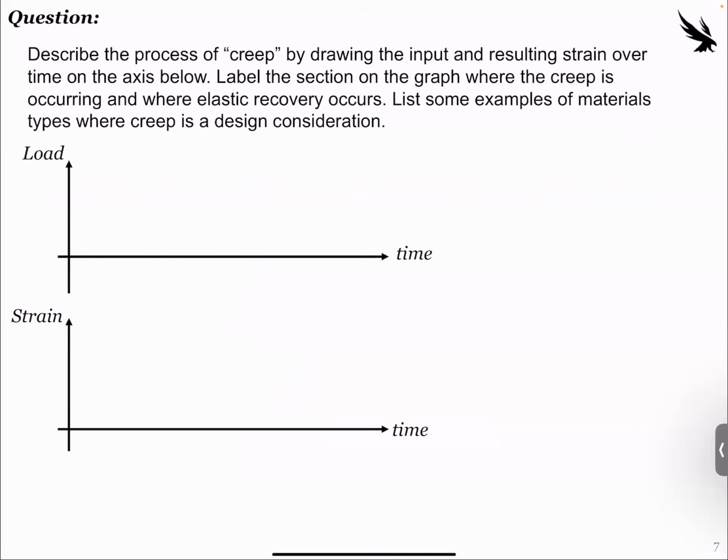All right, let's look at this conceptual one here. So describe the process of creep by drawing the input and resulting strain over the time. Label all the sections of the curve exactly, and also list some examples. Remember that creep, it's a weird term because it's something we've all heard, but not in terms of civil engineering. When you think of creep, think of constant load, slow deformation.